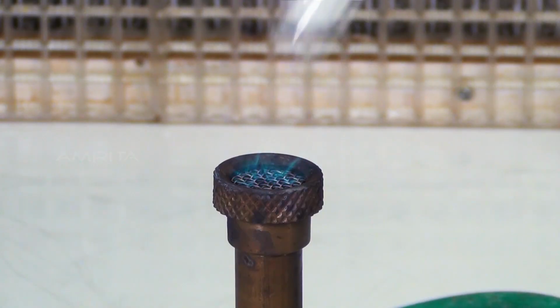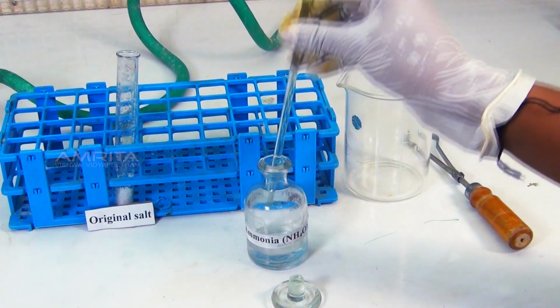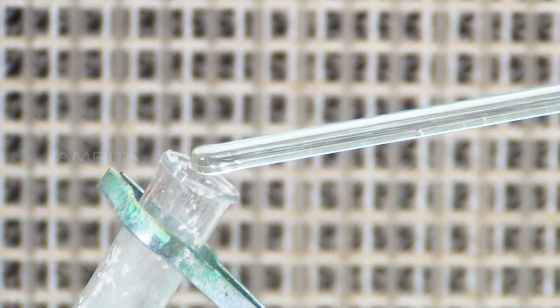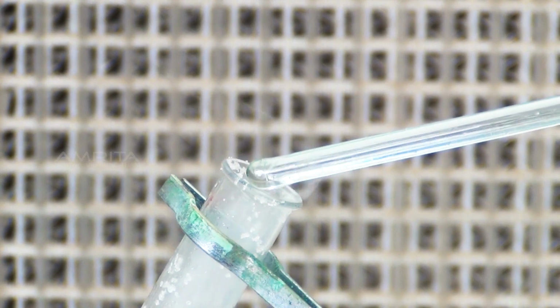Colorless hydrogen chloride gas with pungent smell is evolved. Dip the glass rod in the ammonia solution and bring it over the mouth of the test tube. Hydrogen chloride reacts with ammonia to form white fumes of ammonium chloride.